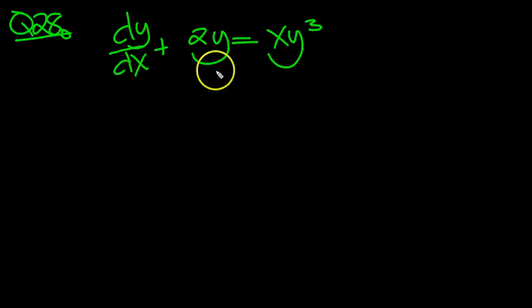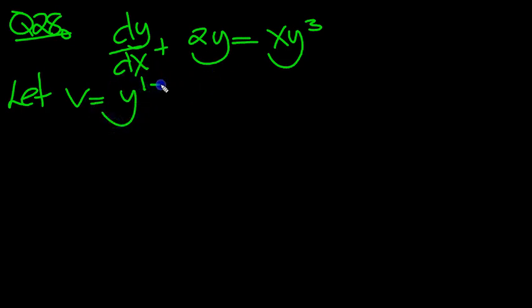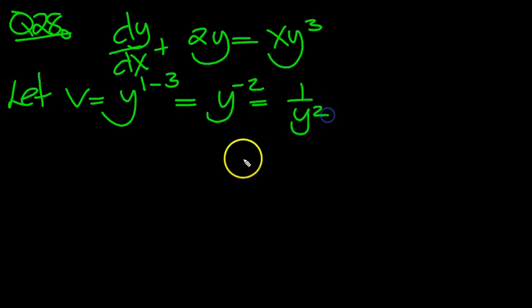dy/dx + 2y = xy cubed. So let v equal y to the 1 minus n. It's a Bernoulli's equation. Everything's arranged in the correct position, so the value of n is 3 here. So it's 1 minus 3, which is y to the minus 2, which is 1 over y squared.